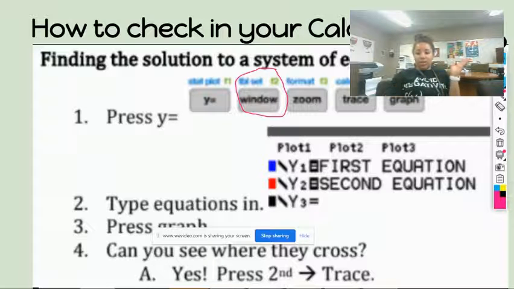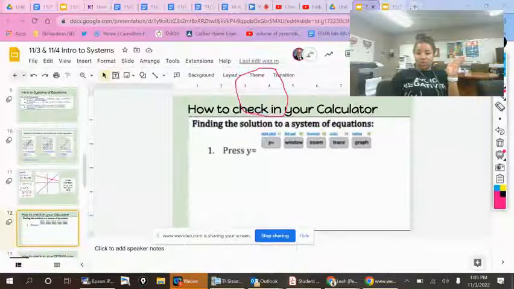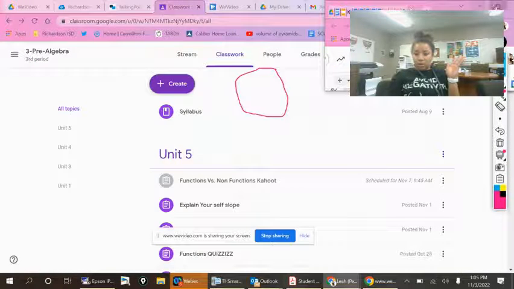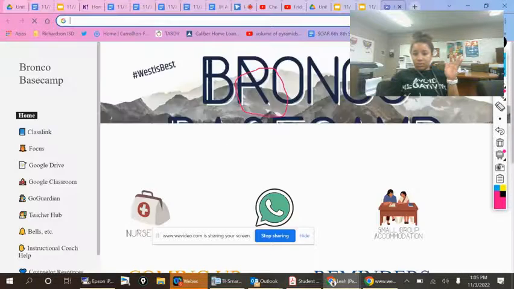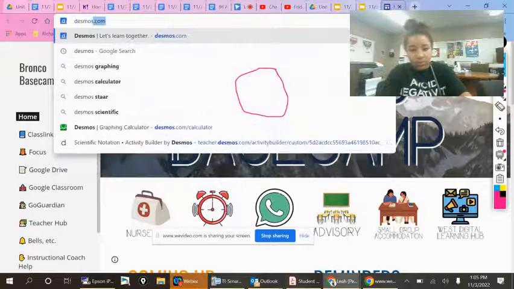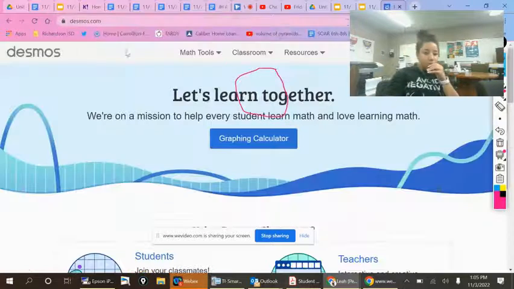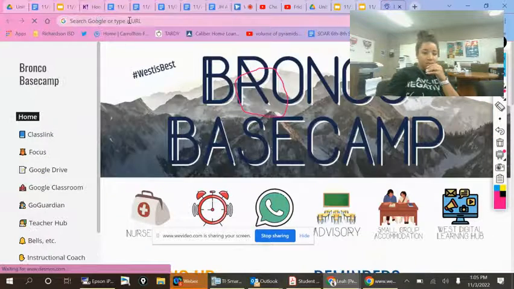Now, if you did this with Desmos, so I'm going to X out this and show you Desmos. No, I'm sliding. No, hold on. Let me go to Desmos test mode.